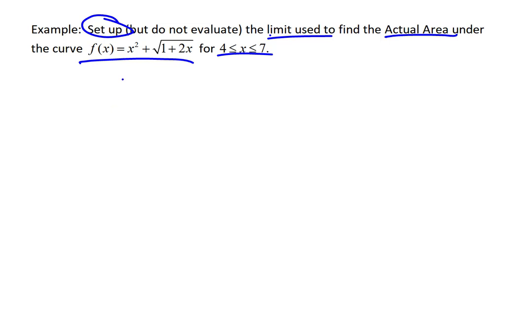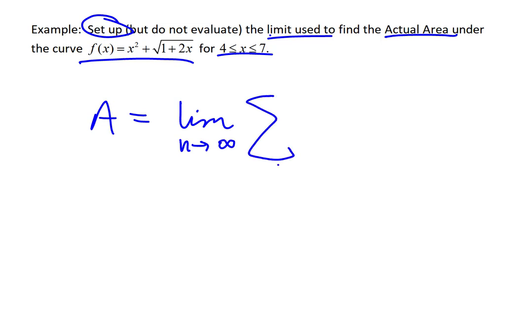Now, this can be done given what we just defined above for the actual area. We said above A equals the limit as n approaches infinity of the sum from i equals 1 to n. Remember, i is the index. That's telling us how many rectangles or intervals we have. And what came after the sum, what we're adding up, is simply the area of the rectangle. Remember, it was f of x sub i star times delta x.